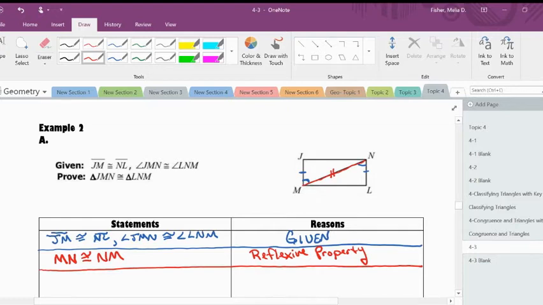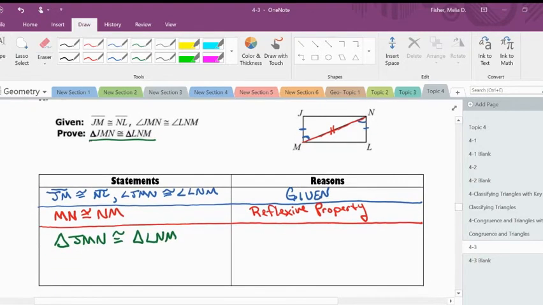Now I want to ask myself, do I have enough information to prove what I came to prove? And I believe that I do. I have a side and an angle and a side, and a side and an angle and a side. So I can now say that triangle JMN is congruent to triangle LNM, and I can say that this is the side angle side theorem. Short and sweet proof.